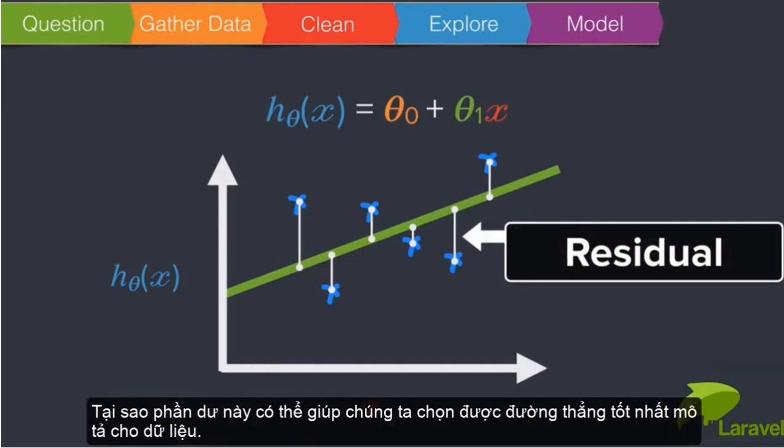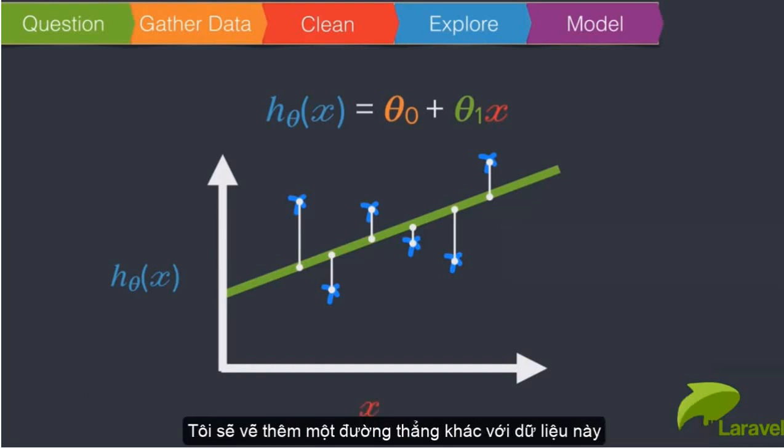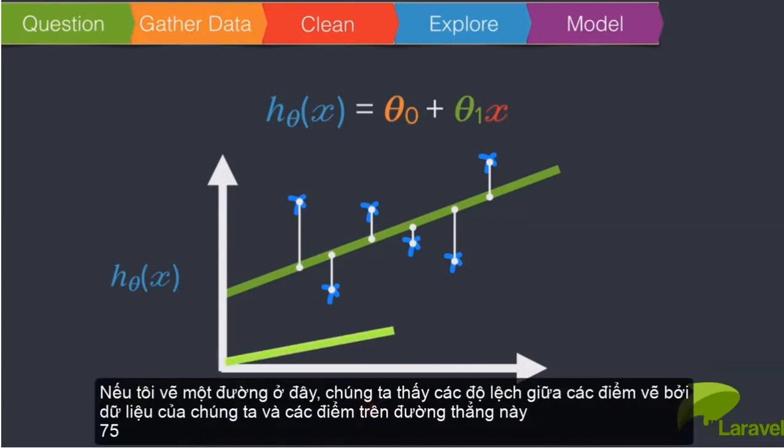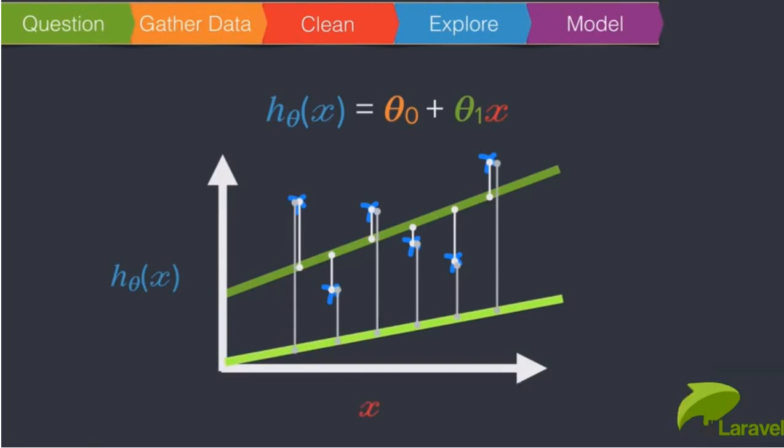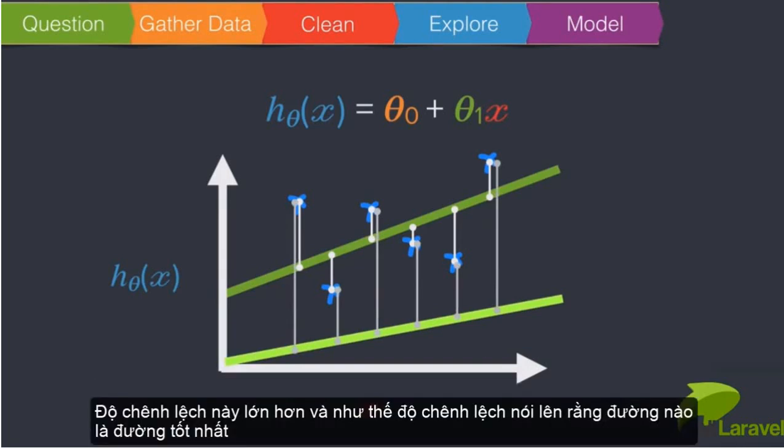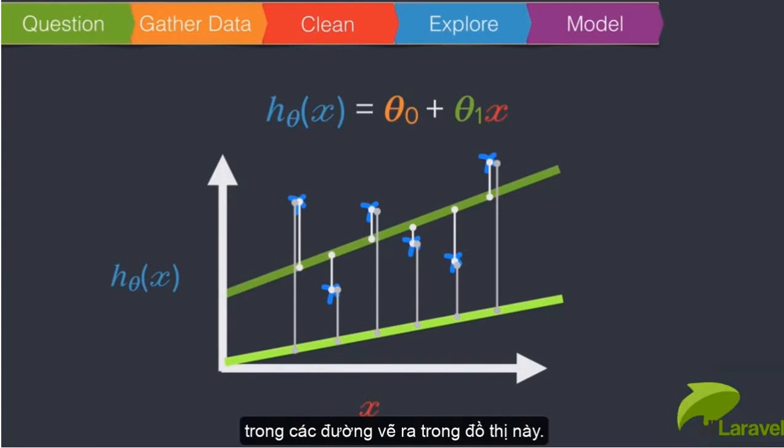Now, why will the residuals help us choose the best possible line for our data? Let me show you another line that we can draw to this data. If I draw a line down here, then what we see is that the gaps between the data points and the line are much larger. The residuals are way bigger. So the residuals can tell us something about how good the line is that we're drawing on this chart.